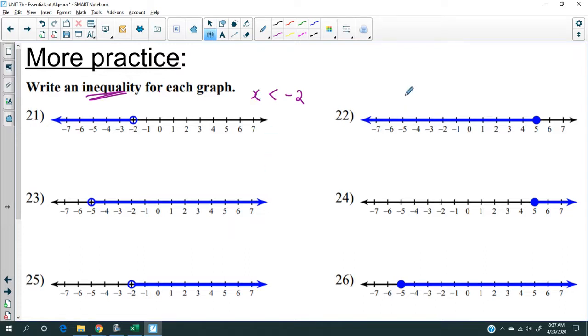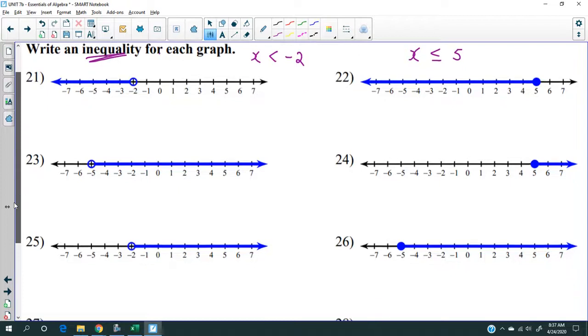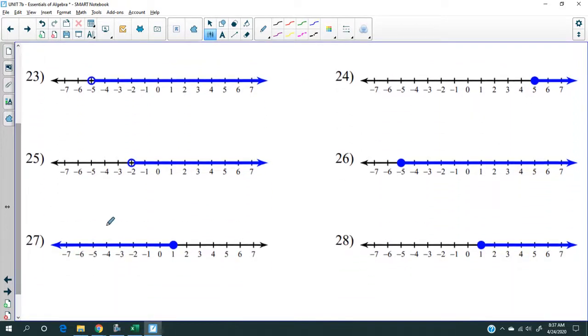Now let's try one more together, 22. So we need a letter. The number here is 5, because the point is on top of the 5. Arrow goes to the left. Filled it up. Line underneath. Okay, so take the next 5 minutes. Go ahead and do these 6 questions, and then we'll go over it, and then I'll let you take the quiz.